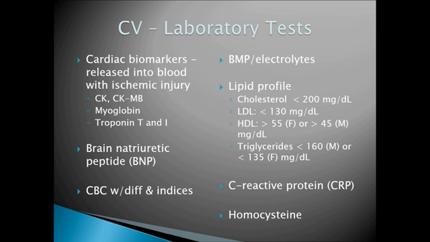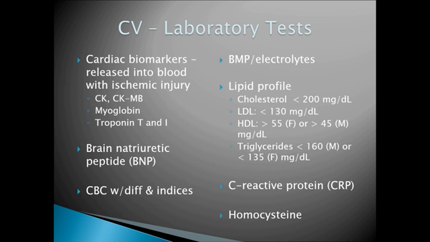We can look at BMP and electrolytes because electrolytes, particularly potassium and calcium, are critical in the electrical conduction system of the heart. So if you have low potassium or high potassium, that can affect electrical activity, which will then ultimately affect cardiac output. We look at the lipid profile.